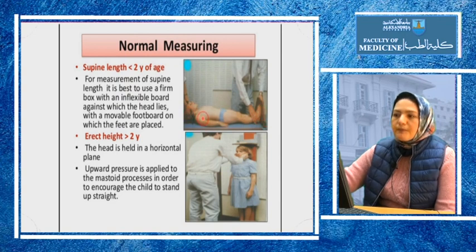As you can see here in the picture, the patient is lying down, supine position, and you measure the extension or the length from the tip of the head till the toes or the feet are placed. If your patient is more than 2 years of age, usually we measure the height in erect position, erect height.